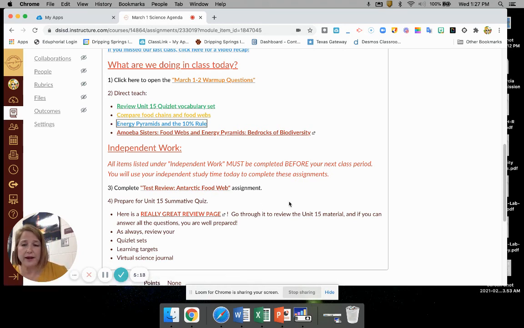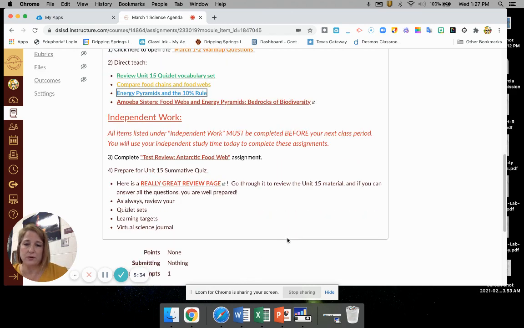Don't forget that Friday is the last day of the grading period. This says to prepare for your Unit 15 summative quiz, which you are going to do, but that quiz is not going to be until next week because you wouldn't have time for retakes before the end of the grading period. So be studying for it, but it's not for a few more days.